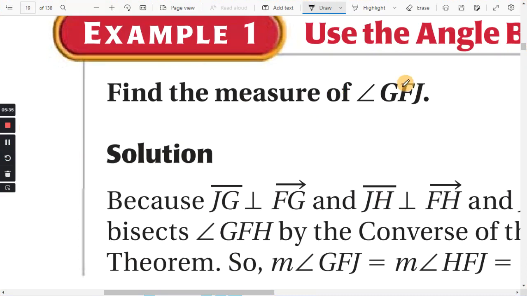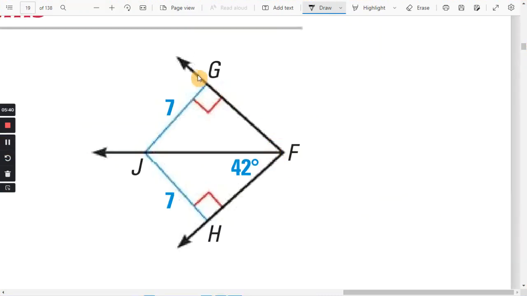Example 1, find the measure of angle GFJ. They want us to find angle GFJ, so that's going to be this angle right here. How do we find that? Well, if you look at point J, it's the same distance to both sides of the angle. See this distance right here? That's 7. This distance right here, that's 7. And as a result, we know that J is on the angle bisector.